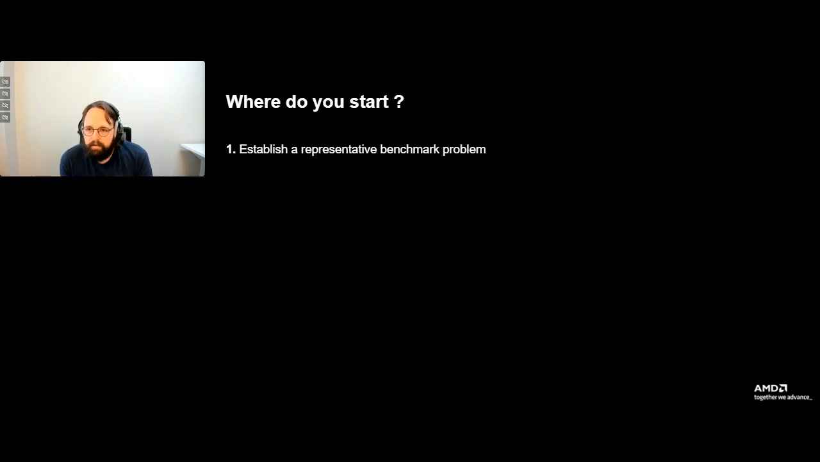The first place we want to start is to establish a representative benchmark. Scientific codes can do a lot of things. They usually have hundreds of thousands of lines of code. But in practice, you want to make sure that the benchmark problem you're working with as you're porting to a new system is going to exercise the bits of the code that you care about.